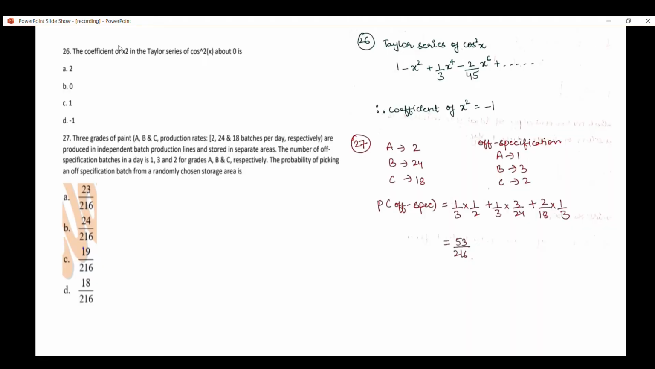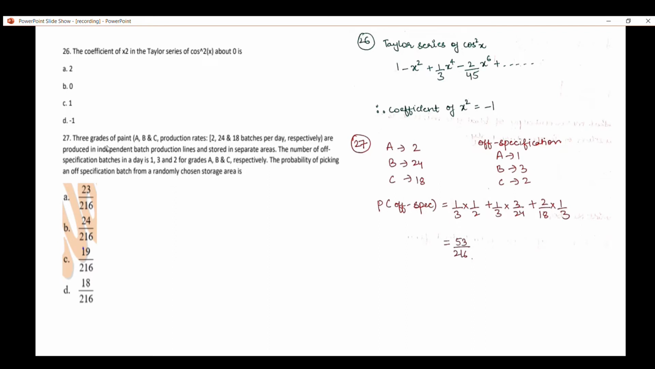The coefficient of x square in the Taylor series of cos square x is, so we know that Taylor series of cos square x is 1 minus x square plus 1 by 3 x to the power 4 minus 2 by 45 x to the power 6 and so on. So we can see that coefficient of x square is minus 1, which is option D.